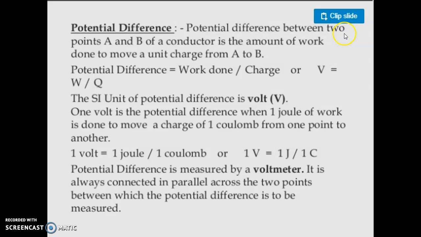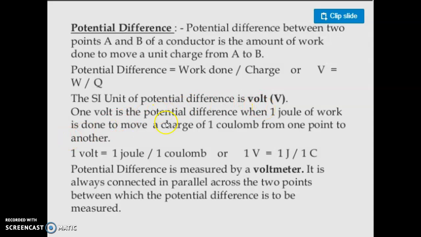The potential difference between two points A and B of a conductor is the amount of work done to move a unit positive charge from A to B. So the work we have to do to move one unit positive charge from point A to B, that we call potential difference. So potential difference equals work done upon charge. The unit of work is the joule and that of charge is the coulomb. So the SI unit of potential difference is the volt.